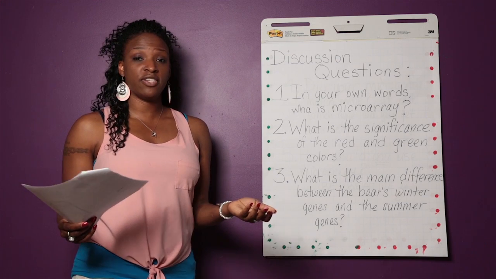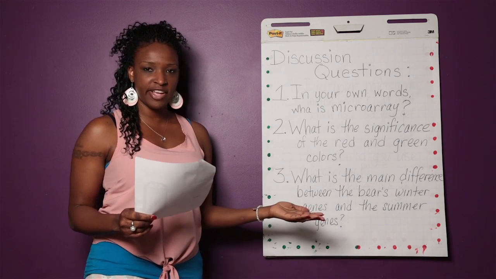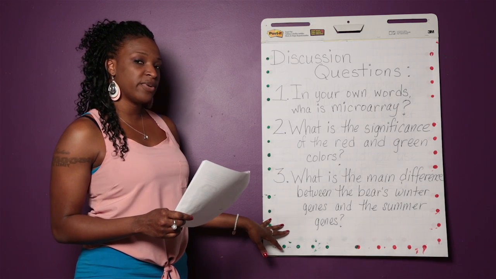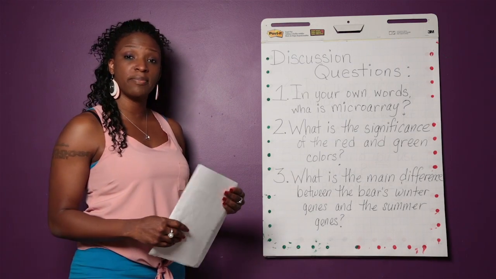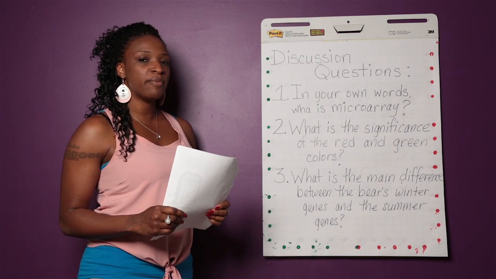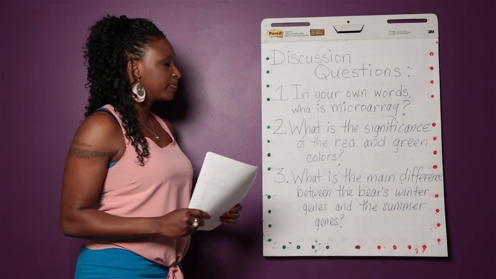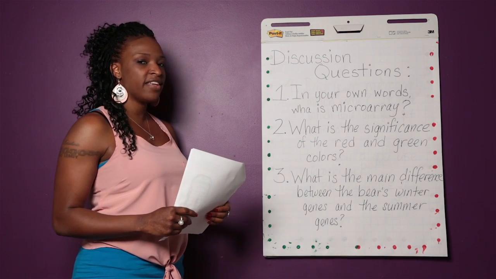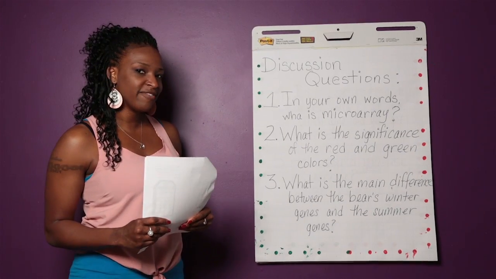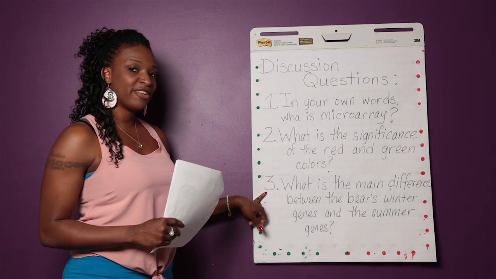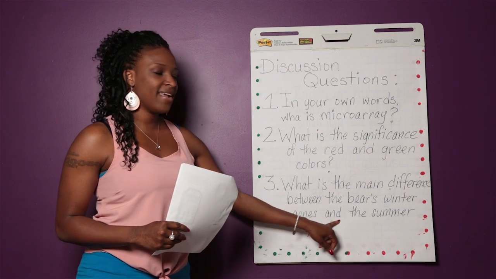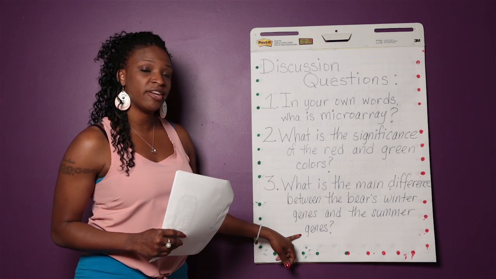Now, I'm just going to ask you these questions. Your teacher may decide to pause the video and give you time to answer these questions and then come back. But right now, I'll ask you these questions aloud and you can decide when you want to pause and answer them. So, describe in your own words microarray. The best way to know if you've learned something is to be able to describe it in your own words. Number 2, what is the significance of the red colors and the green colors? You remember what red stood for versus green? Number 3, what is the main difference that we see between bears' genes in the summer versus bears' genes in the winter?